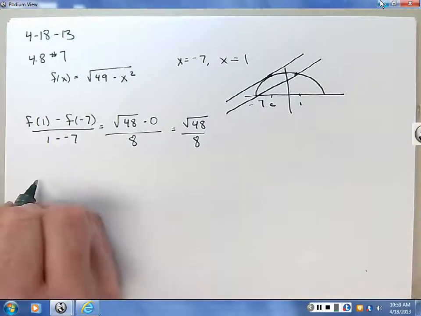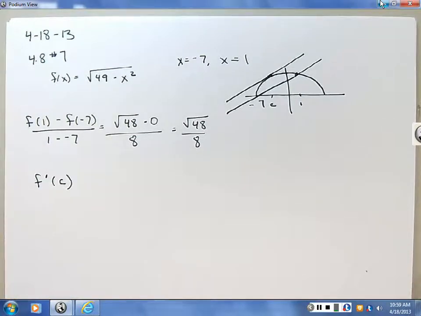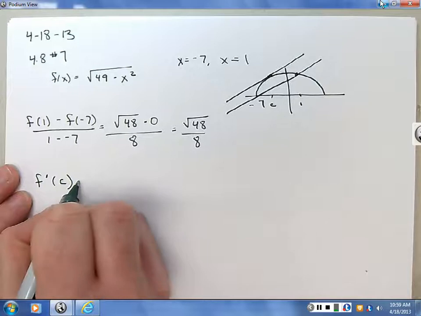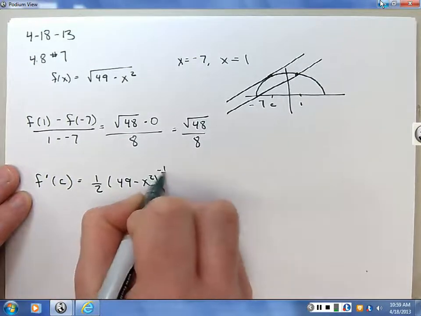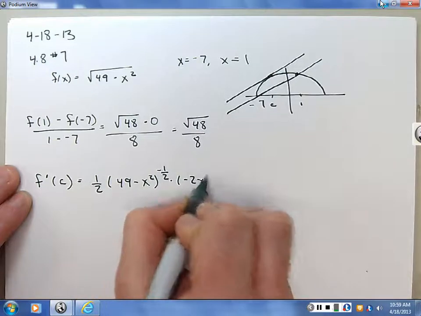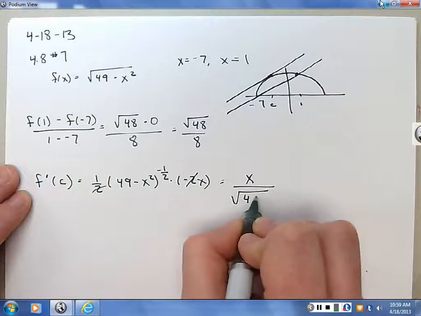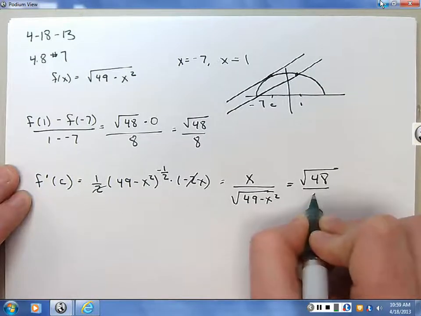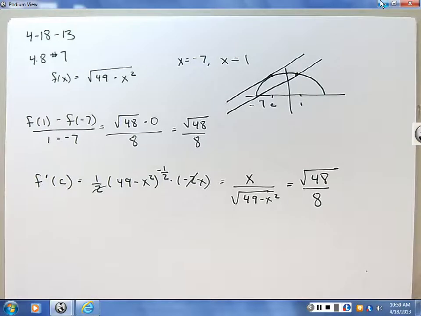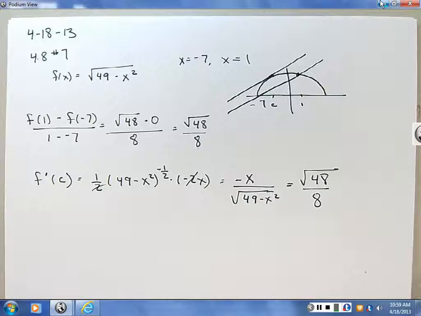So I take the derivative of the function. Let's plug in C, because that's the theorem. It's saying there's some point C here. So I take the derivative, which would be 1/2 times 49 minus x squared to the minus 1/2 times minus 2x. So really I have x over the square root of 49 minus x squared, and I'm setting that equal to the square root of 48 over 8. It would be negative x. Thank you. I dropped that negative. So now at this point it's algebra.